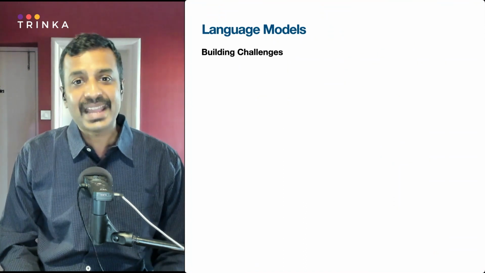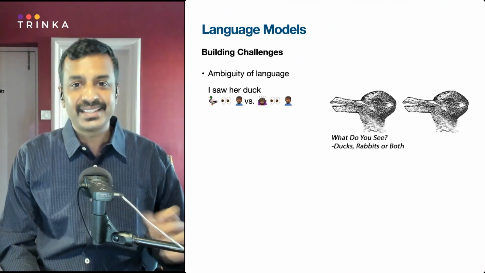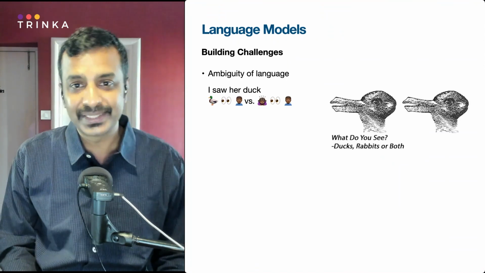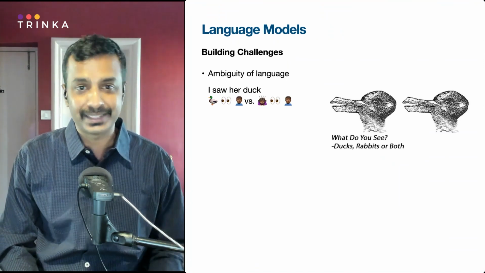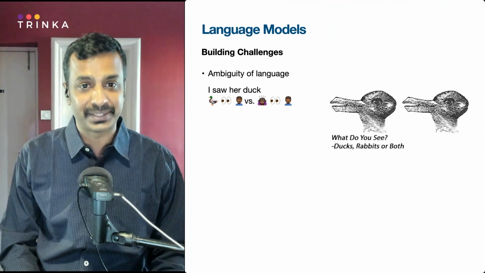However, building an accurate language model is not without its own challenges. One major challenge is dealing with the ambiguity of human language. For example, "I saw her duck" could either mean that your friend has a pet bird or she's getting out of the way of a punch that you're throwing at her.